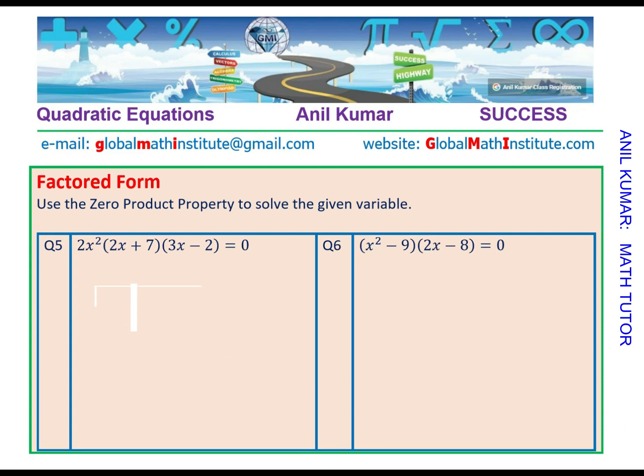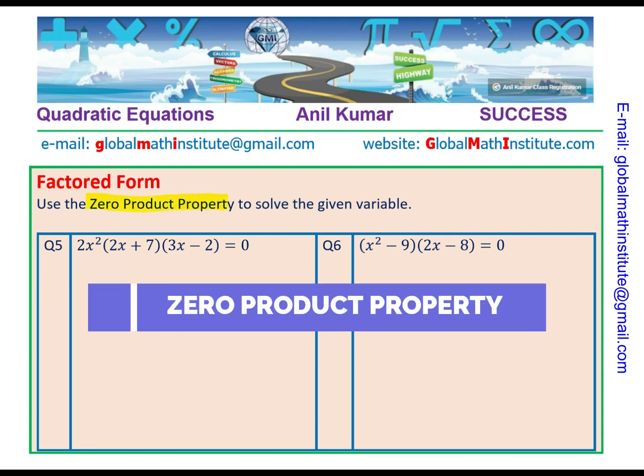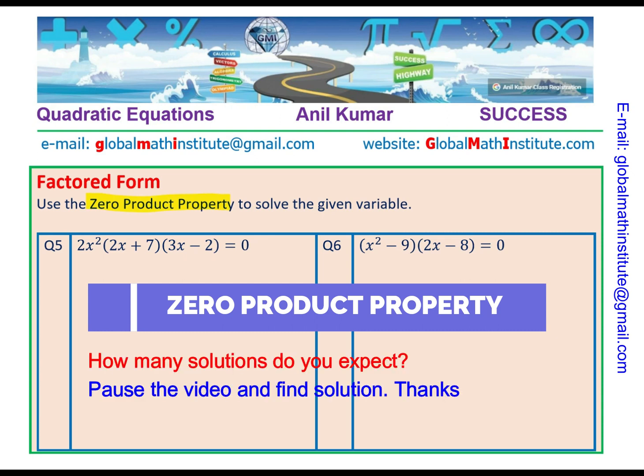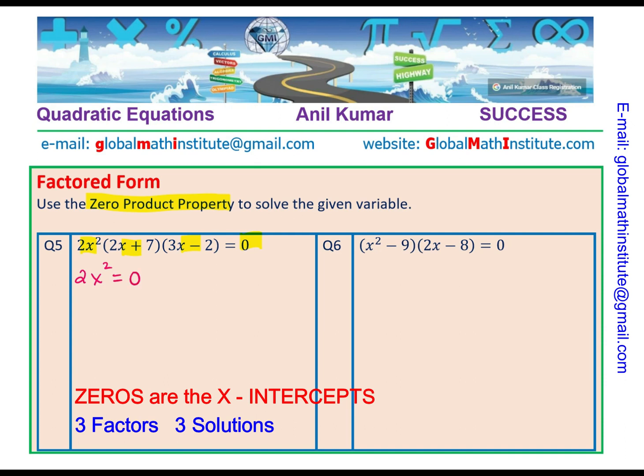This time a slightly more complicated question, however, based on the same concept, which is the zero product property. So I hope that property is absolutely clear, right? The product is 0 only if any one of the terms being multiplied is 0. Now since we are looking for a solution, we will equate each factor to 0. So 2x squared equals 0 means x squared equals 0. Zero divided by anything is 0 only, right? So that means x is 0.